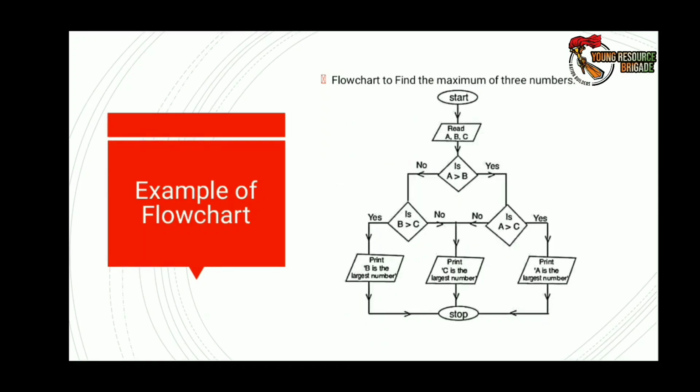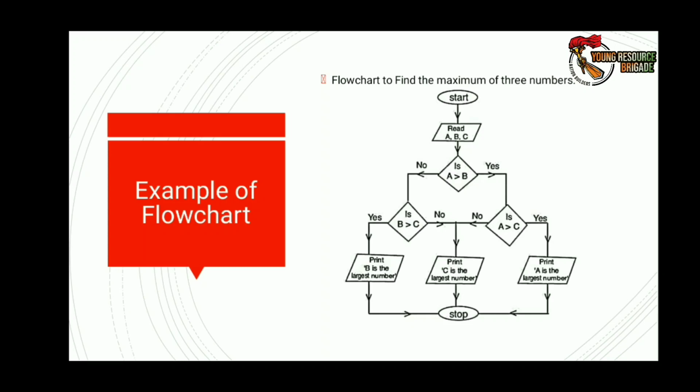Now see the second example of flowchart, to find the maximum of 3 numbers. In the algorithm we took 2 numbers, and in the flowchart we take 3 numbers to check which number is greatest. Then we start our procedure with a terminal. Then read 3 numbers from the user by the input symbol. Here we are reading A, B and C, three numbers, and now we are going to take a decision.